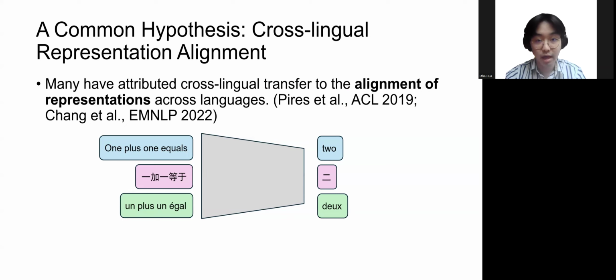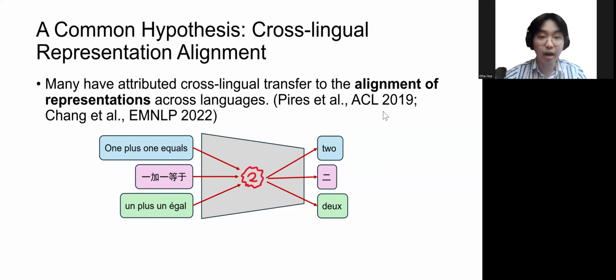Here is an example. If we give a language model inputs of "1 plus 1 equals" in 3 different languages, we say that there is representation alignment if the model represents these inputs as something similar. You can imagine that the model will represent the next token as an abstract number 2 for all 3 inputs. And later on, it outputs the verbalized form of number 2, corresponding to the input language. So this is the common hypothesis. If we can observe cross-lingual alignment in a multilingual model, then we should also expect to see cross-lingual transfer.